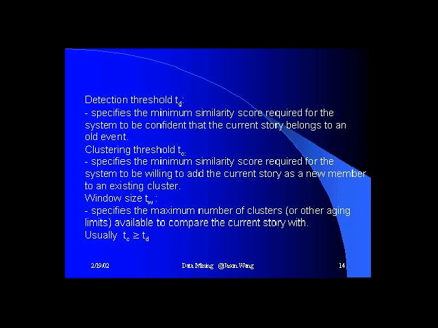And there are several threshold values for this algorithm. Detection threshold, TD, specifies the minimum similarity score required for the system to be confident that the current story belongs to an old event. Okay, you have a bunch of old events there, where each event corresponds to a cluster of stories relevant to that event. So suppose right now you have 5 events, okay? And each event has a cluster of stories. Is that clear?